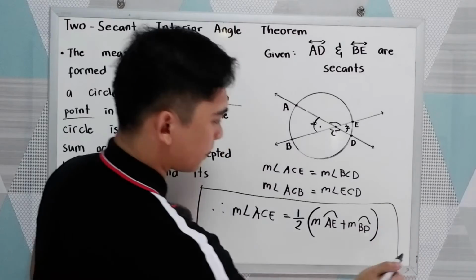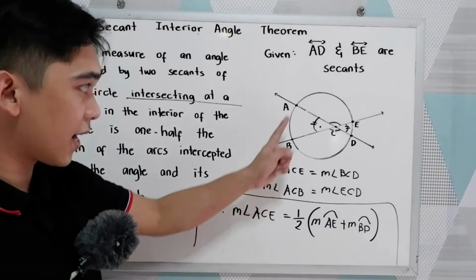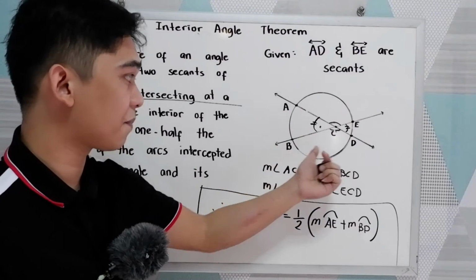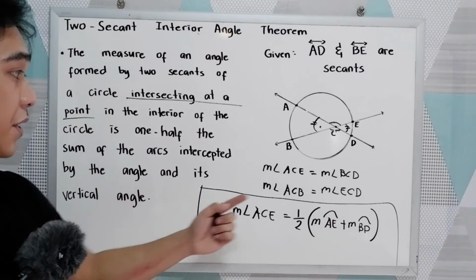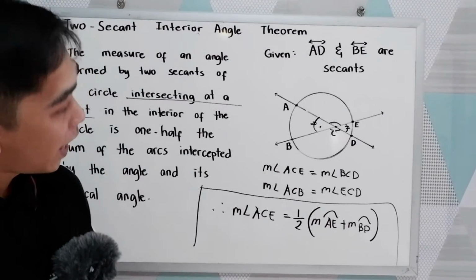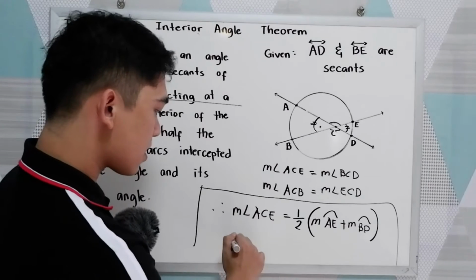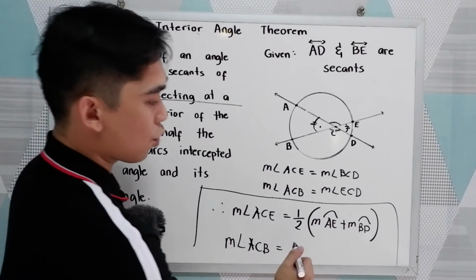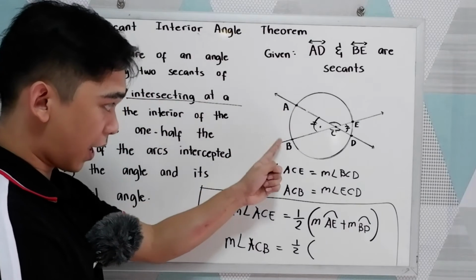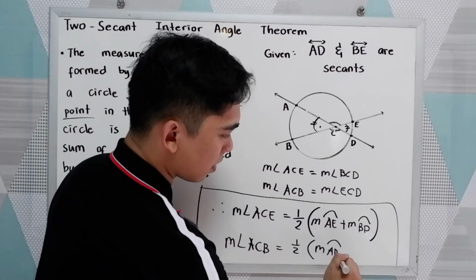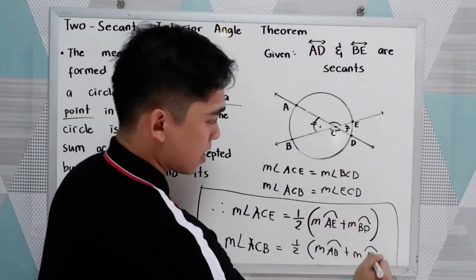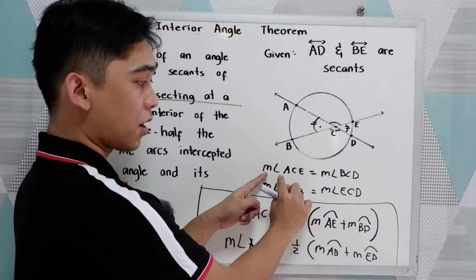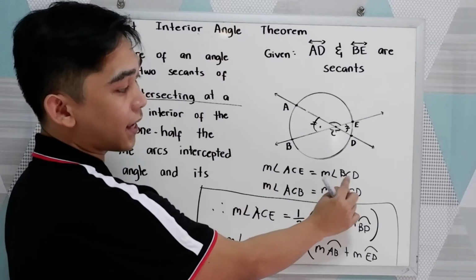That would be our conclusion. Again, let us repeat. The measure of the angle ACE is half the measure of the sum of its intercepted arcs by the vertical angle. And of course, to get the measure of angle ACB, that is equal to 1/2 of arc AB plus the measure of arc ED. And take note, measure angle ACE is equal to the measure of angle BCD.